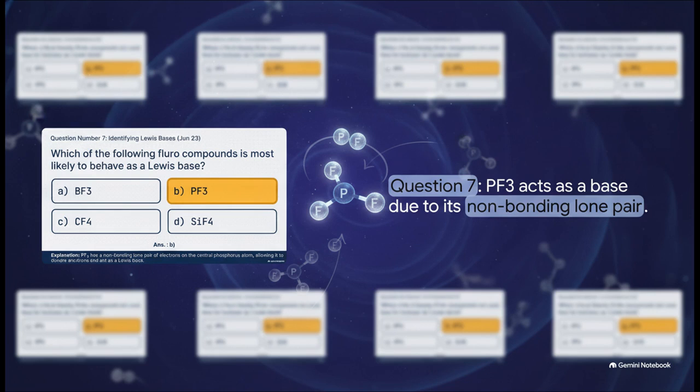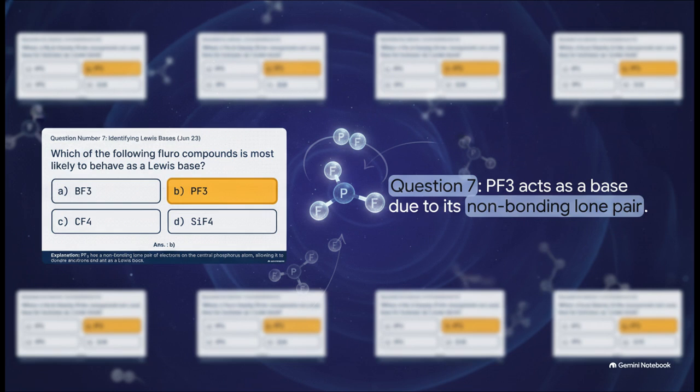Here's another previous year question, this one from June 23. Question number 7. Which of the following fluoro compounds is most likely to behave as a Lewis base? A, BF3, B, PF3, C, CF4, D, SiF4. The answer is B, PF3.